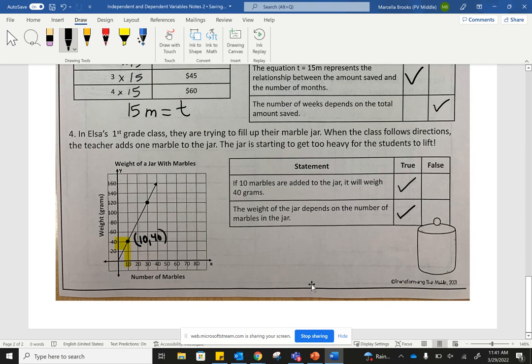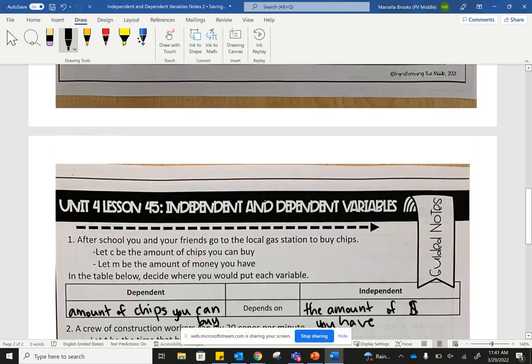Okay, so good luck to you. All you're doing is filling out these notes. We're going to play with it more tomorrow.